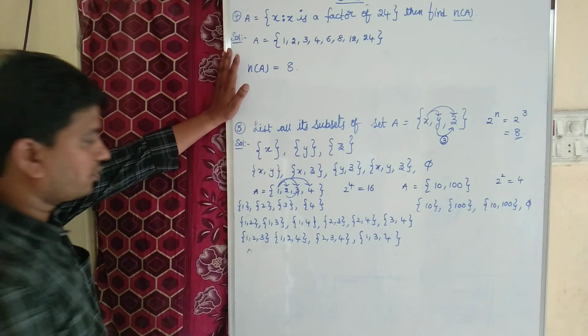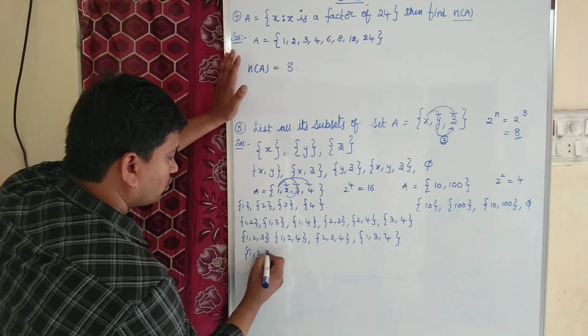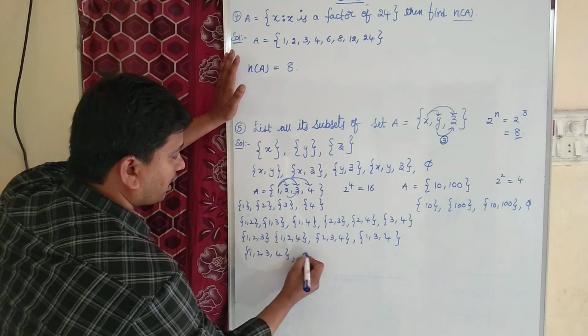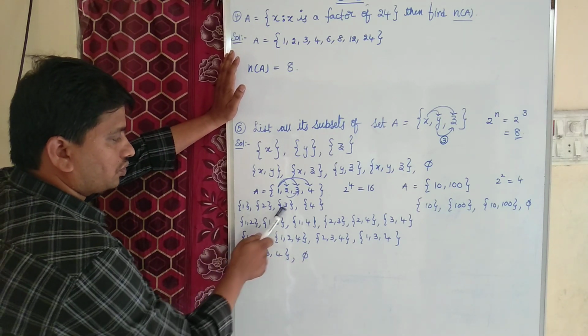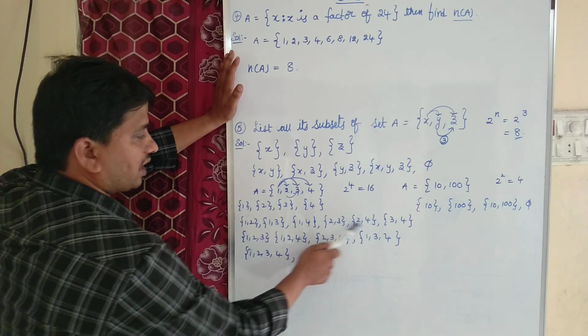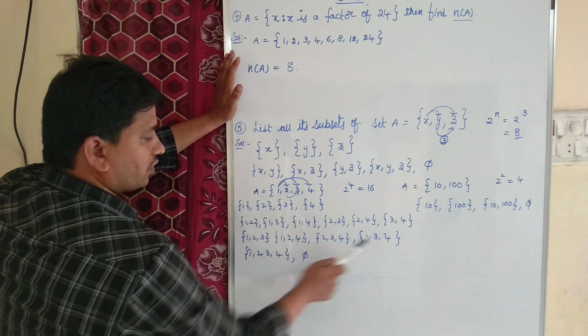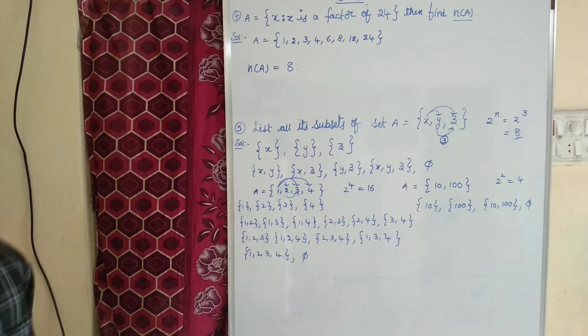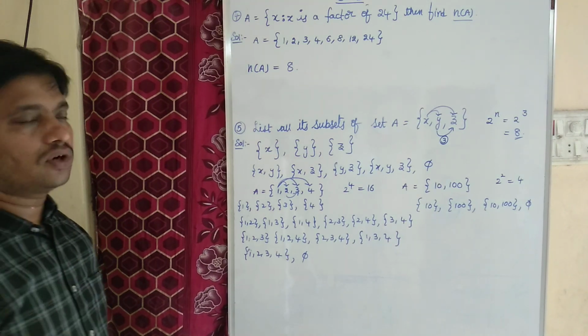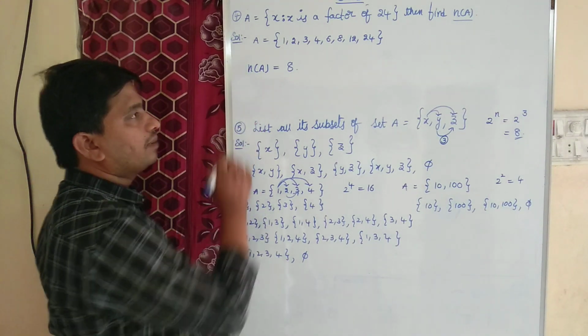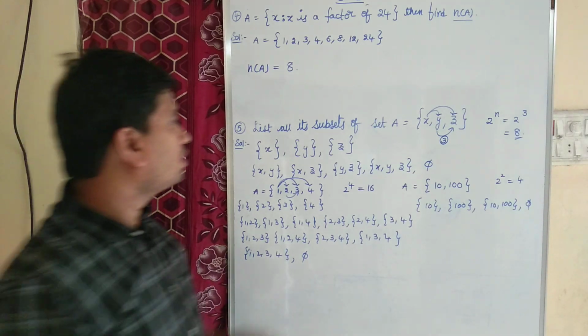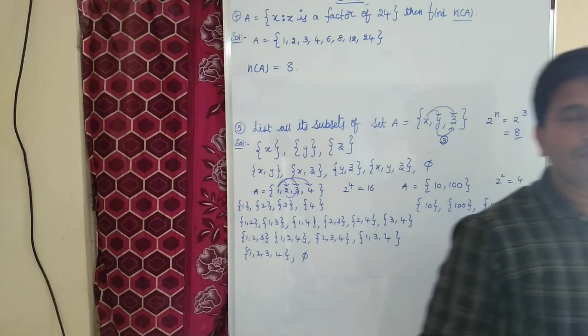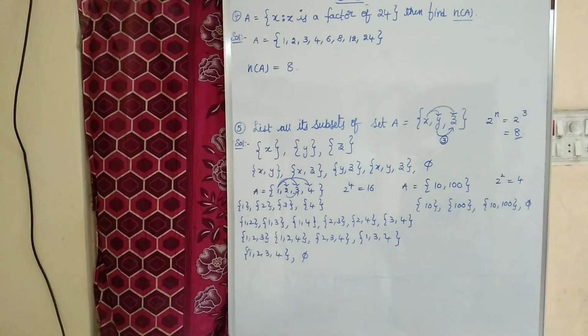Okay? Again 4 elements: {1, 2, 3, 4}, and then the empty set. Count it: 1, 2, 3, 4, 5, 6, 7, 8, 9, 10, 11, 12, 13, 14, 15, 16. So totally how many subsets of the given set A? It is equal to 16. This is also one of the important topics. List all subsets of set A. They may ask 2 elements, 3 elements, or else 4 elements. Okay children?